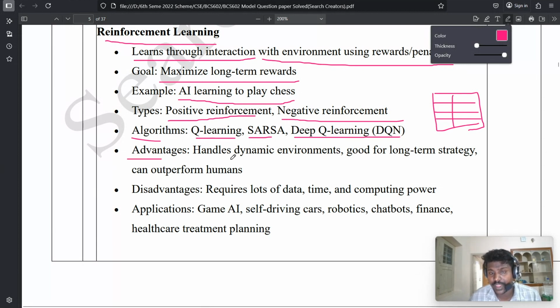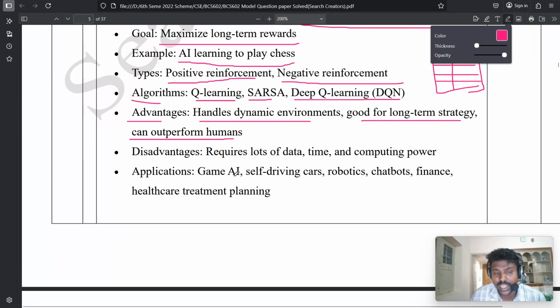Advantages: it handles dynamic environments and is good for long term strategy. It is a main advantage. It can outperform humans. Disadvantages: every machine learning type has advantages and disadvantages. This also requires lots of data, meaning huge data, time and processing time, and computing power. These are all the disadvantages.